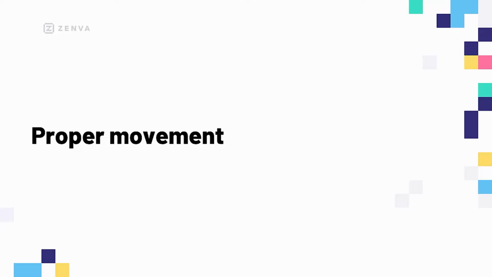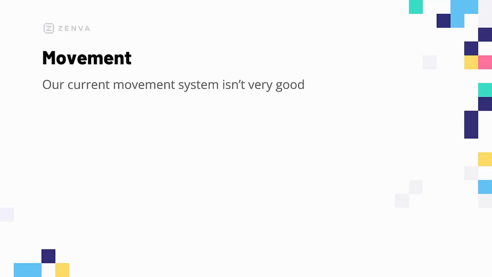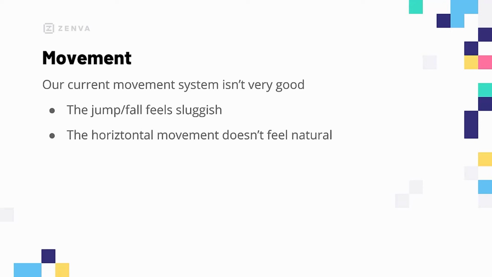Now that we have the basics set up, we can work on the proper player movement. At the moment, our movement system just isn't very good for 2 reasons. Number 1, the jump fall mechanic just doesn't work out. It feels more like the player is floating rather than falling or jumping. Besides that, the horizontal movement also doesn't feel natural. We either stand still or we move at full speed. There's no in between, which usually does not feel right.